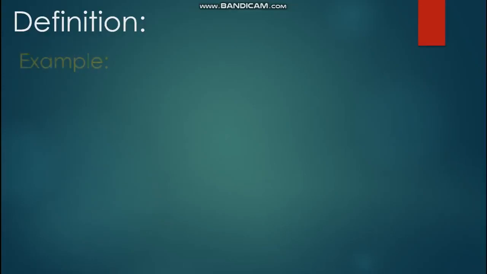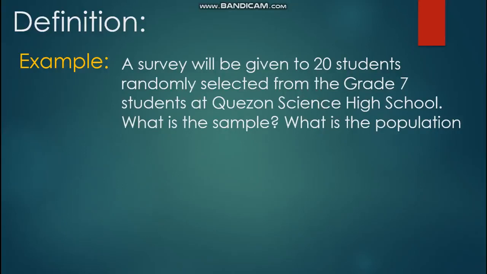Now, I'm going to give you an example in identifying population and sample. Okay. I have here a survey will be given to 20 students randomly selected from the grade 7 students at Quezon Science High School. What is the sample? What is the population? Now, our individuals of study here, what are they? That is our population. Okay?